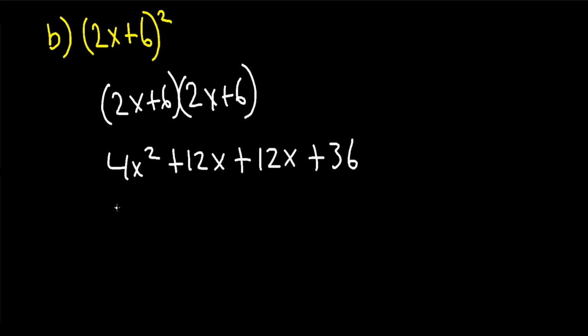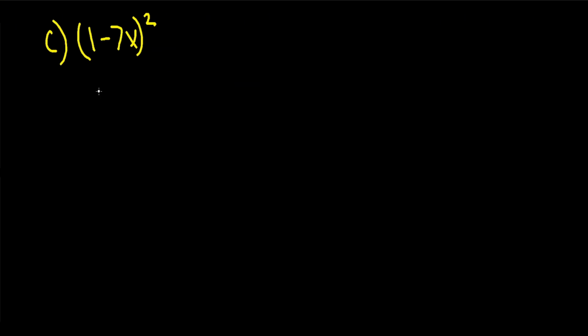Now we can simplify. 12x plus 12x is the same as 2 times 12x, so that's 24x. And then 36, which is our constant, stays the same. Now, just like the last example, we're going to be using our definition of exponentiation, so we'll rewrite this as 1 minus 7x times 1 minus 7x.